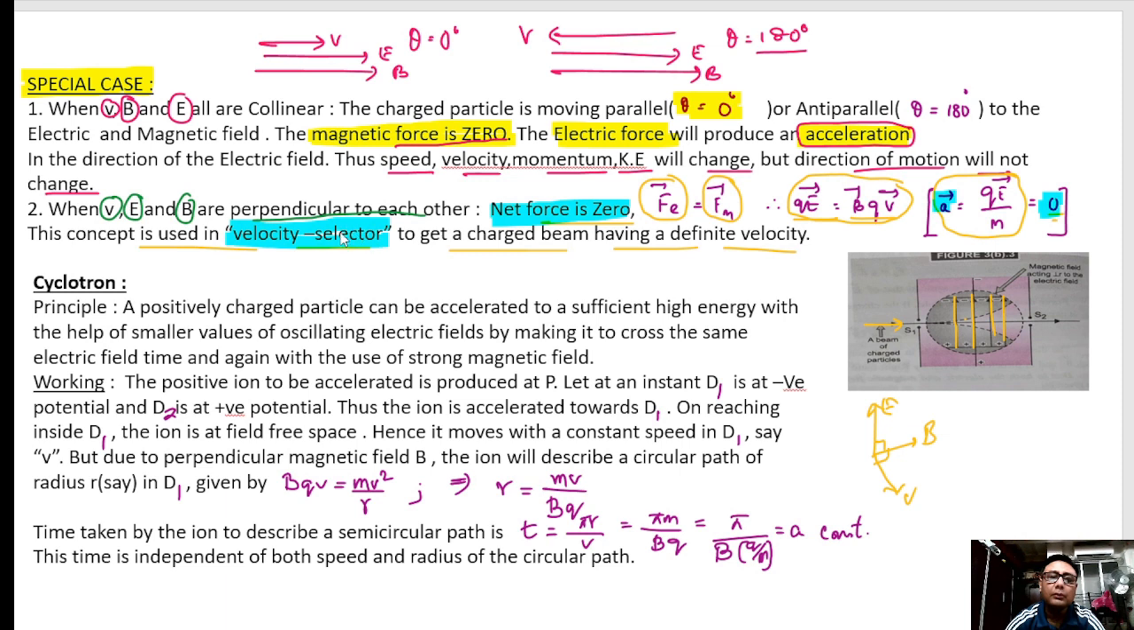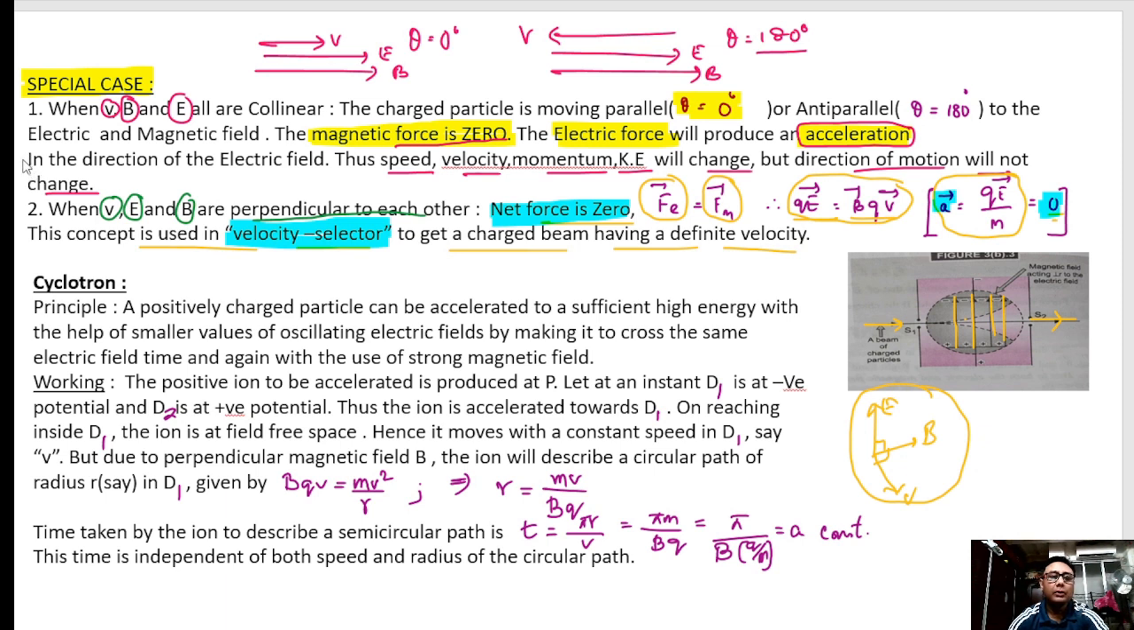That means I don't want the particle to show any bend. That is why you can see here that the particle is entering the electric and magnetic fields, but it is coming out undeviated. It is entering through the electric and magnetic fields perpendicularly, but it will come out undeviated. So that is why this concept is called the velocity selector. Clear?